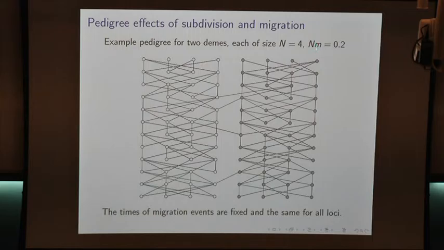And these are for a particular migration rate. This is the probability of movement of an individual per generation, and this is the total population size of the subpopulation. In this case, the total number of individuals that moves out of a population is equal to 0.2 per generation. And this is a simulated pedigree with those parameters.